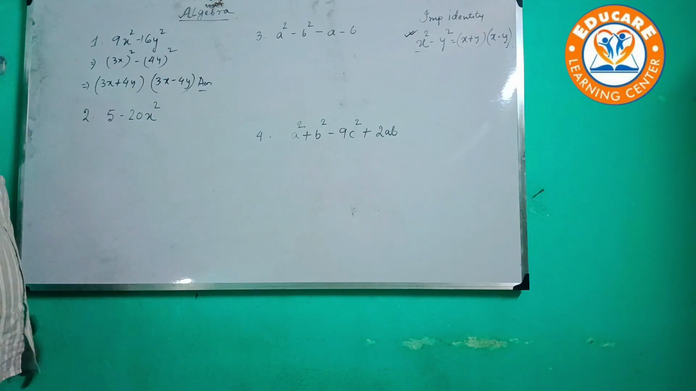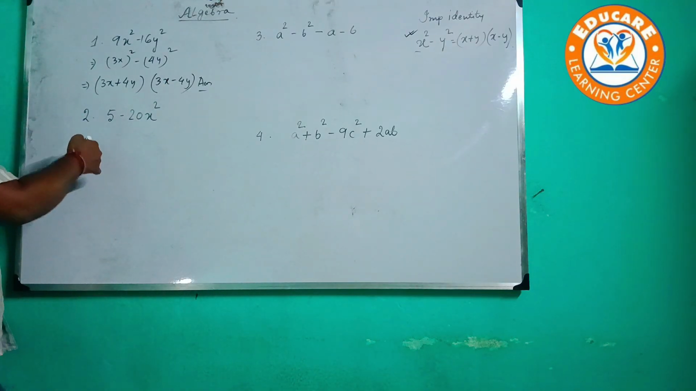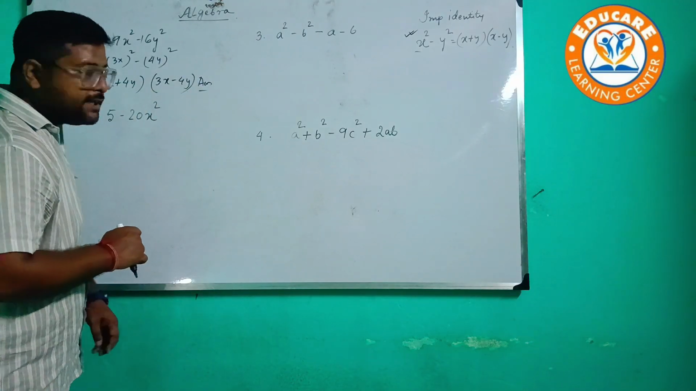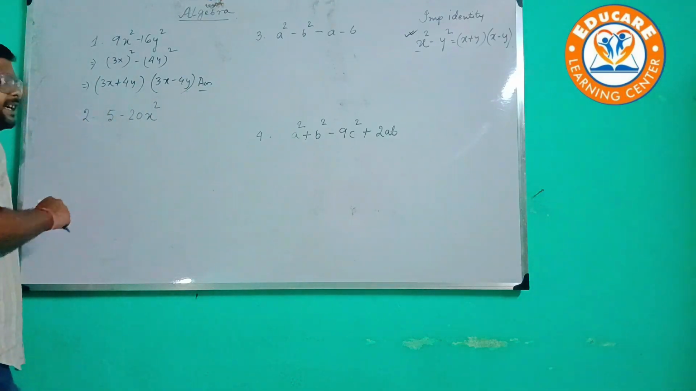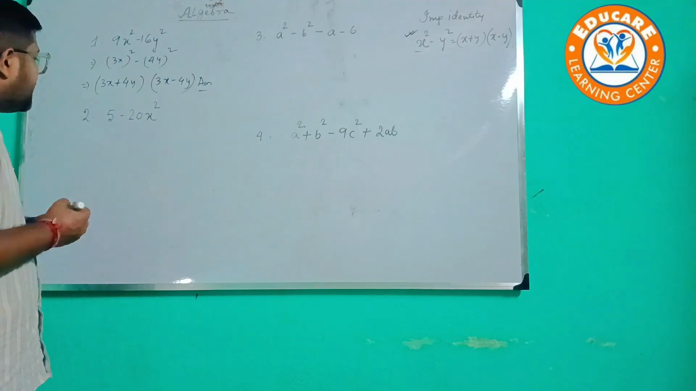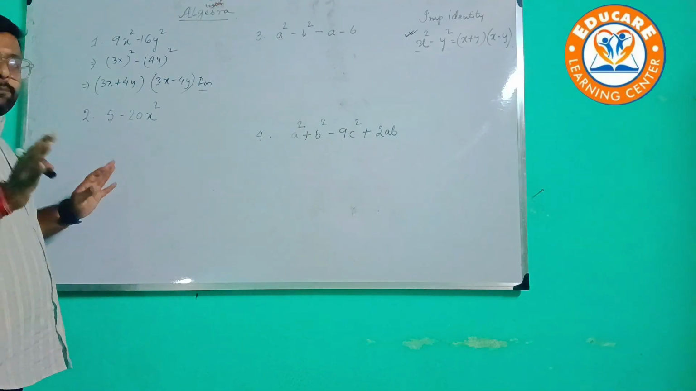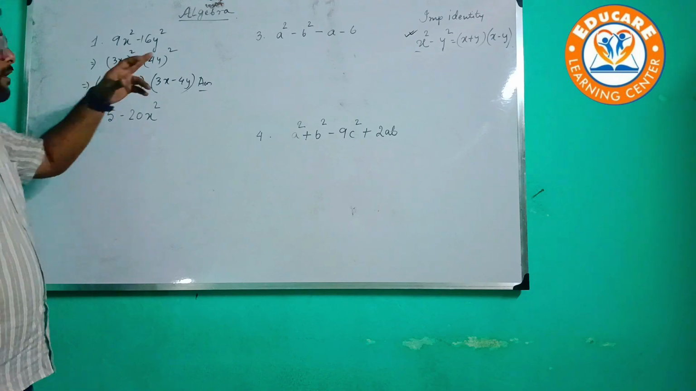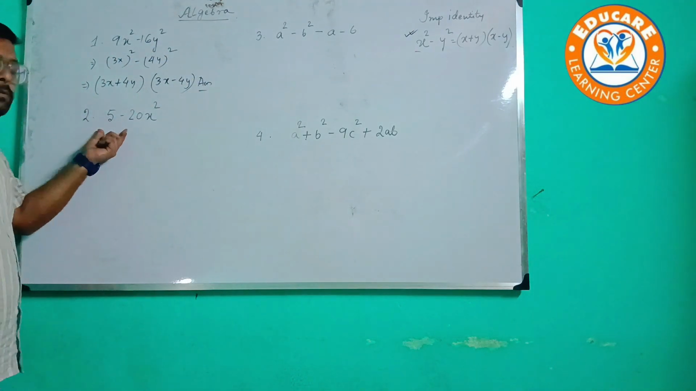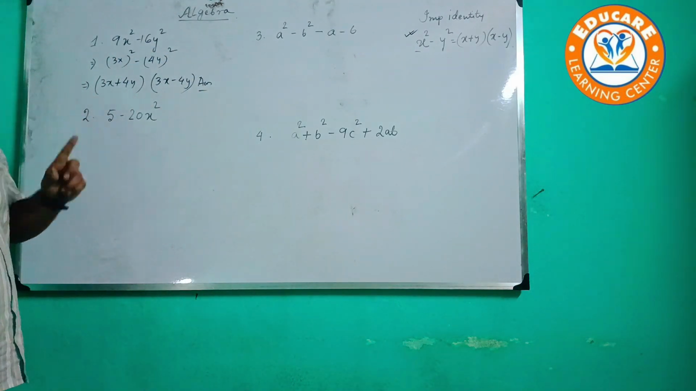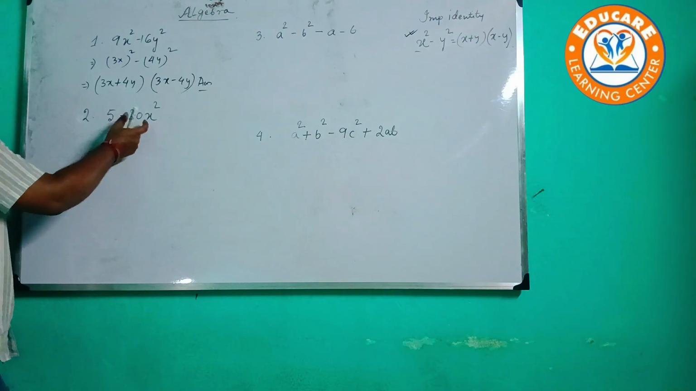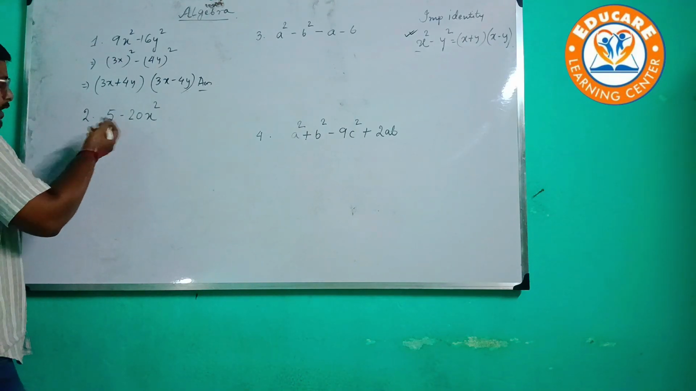Let's move on to question number 2. This is another type of algebraic identity using the formula x square minus y square. 5 minus 20x square. Now you might think there is no way we can break this 5 in power of 2. We cannot break this 5 in power of 2, but what we can do is take something common from these two terms.